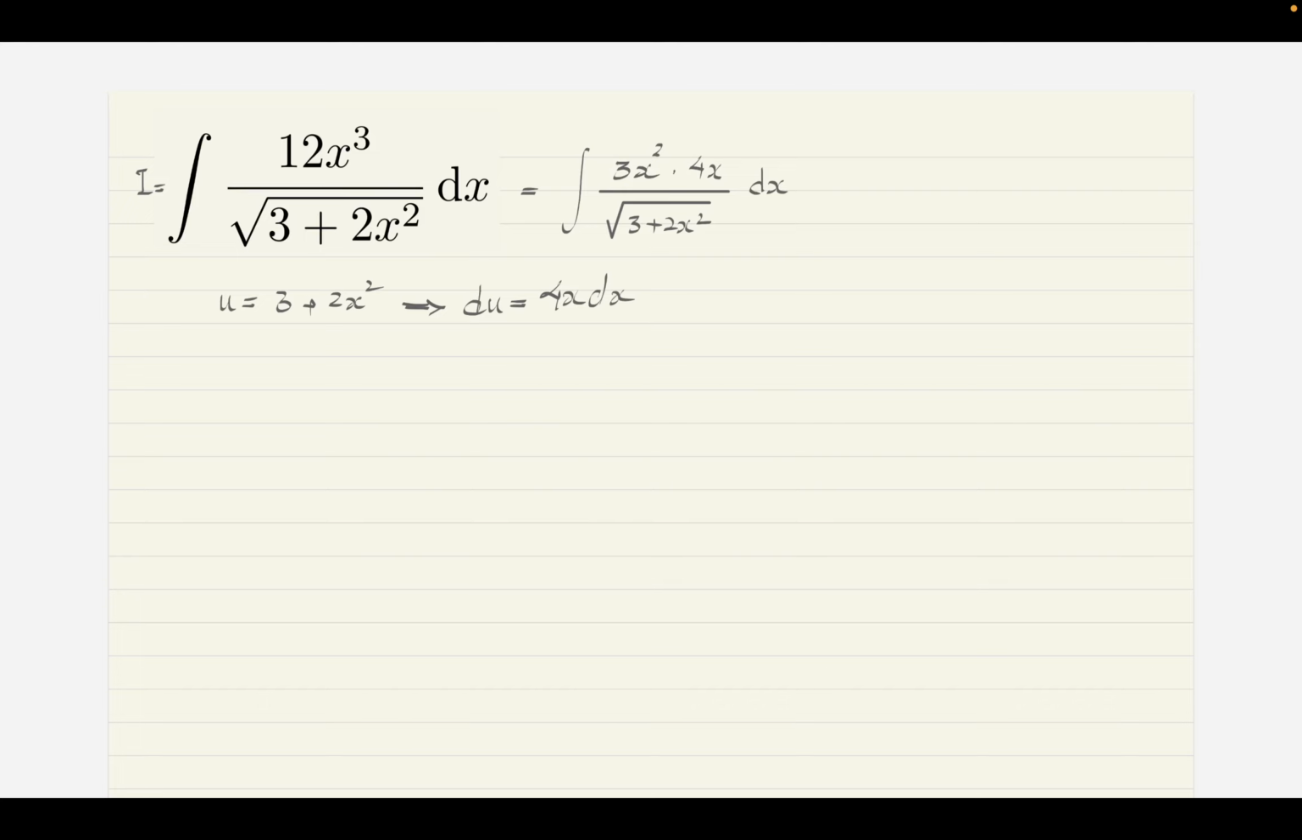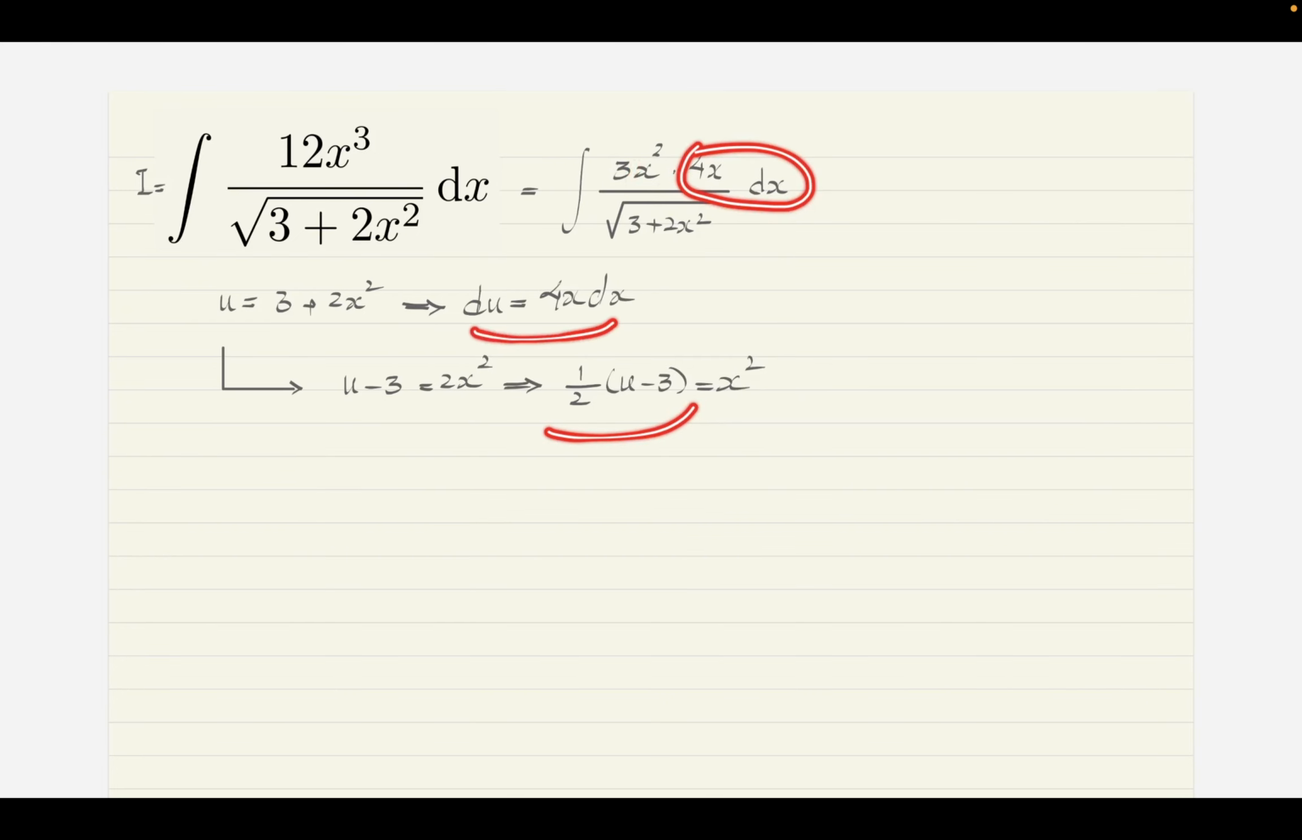You know why? Because now I can switch here and calculate x squared. So I move 3 to the left, becomes 2x squared, and I divide everything by 2, so it becomes 1/2 u minus 3 is equal to x squared. Now everything is ready. So here, instead of x squared, I can write this expression in terms of u. Instead of 4x dx, I can write du. And instead of this expression, I can write square root of u. So I am done, more or less.